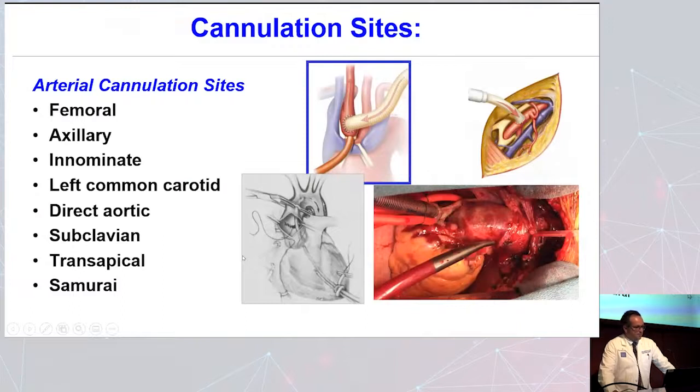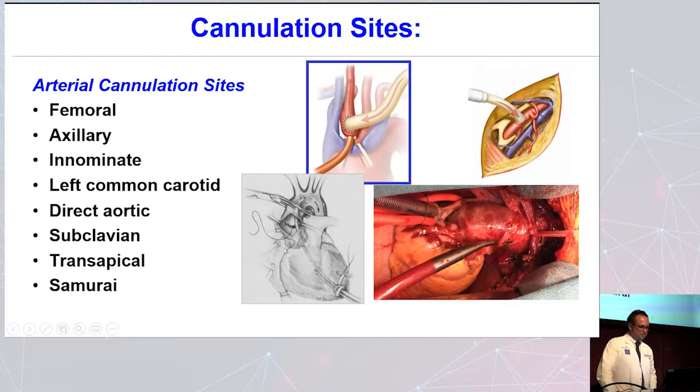And going back to how we could perfuse these patients, everybody's asking what kind of cannulation you are going to use. Pretty much any artery can be used as a source of inflow as long as it's not dissected, thrombosed, or massively calcified. You can use the femoral, the axillary, the innominate, the carotid, direct aortic cannulation, the subclavian on both sides, transapical. And I don't know if you're familiar, but they're popularizing the samurai technique in dissections when you don't have any source of inflow.